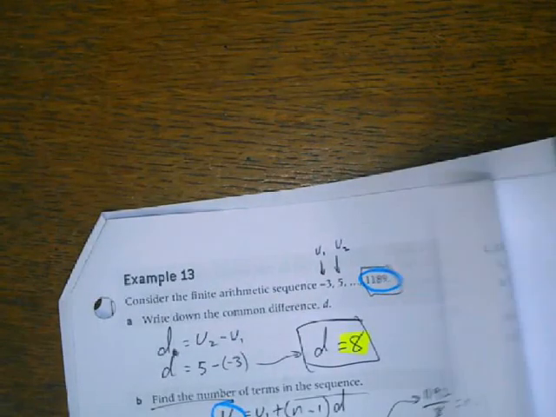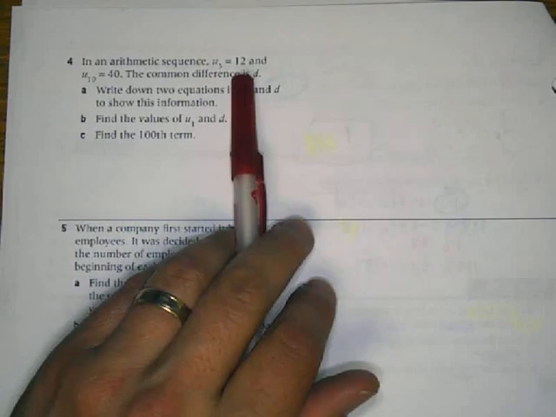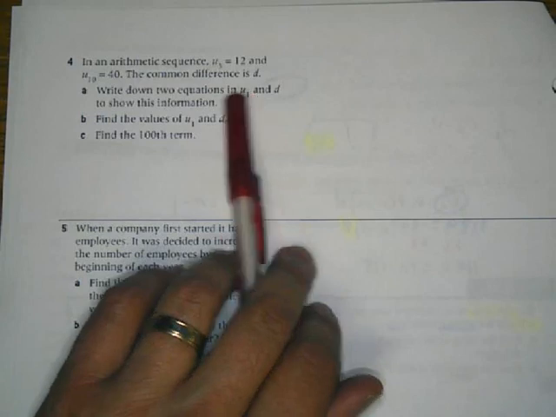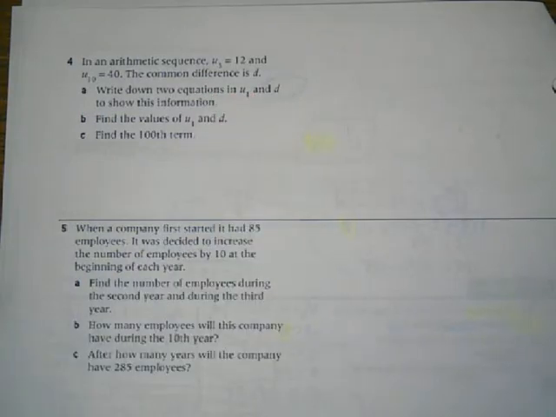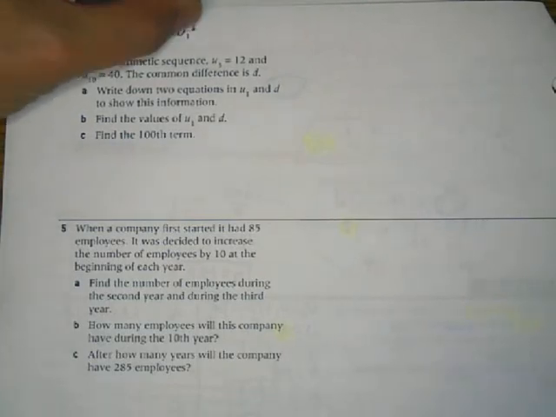Okay, next. I'm going to walk through this one because this next one is a little tricky, maybe. So, in the arithmetic sequence, the third term equals 12 and the 10th term equals 40. And we're going to use the letter d for the common difference. Write two equations. Okay, so remember, u subscript n equals u1 plus n minus 1 d.